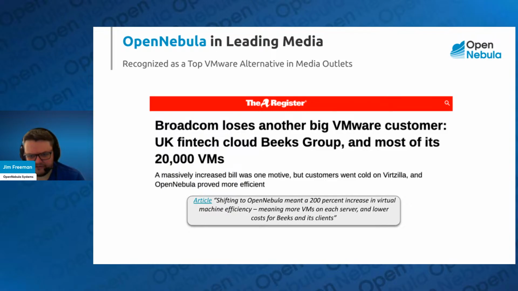One of our strategic customers, Beeks, had an article in the Register earlier in the year. I think this was really important because it showed how OpenNebula has stepped in there. They've migrated most of their 20,000 VMs over to OpenNebula with some really impressive efficiency stats as well. If you go to our website, we have this pasted all around, and it's very findable online as well.